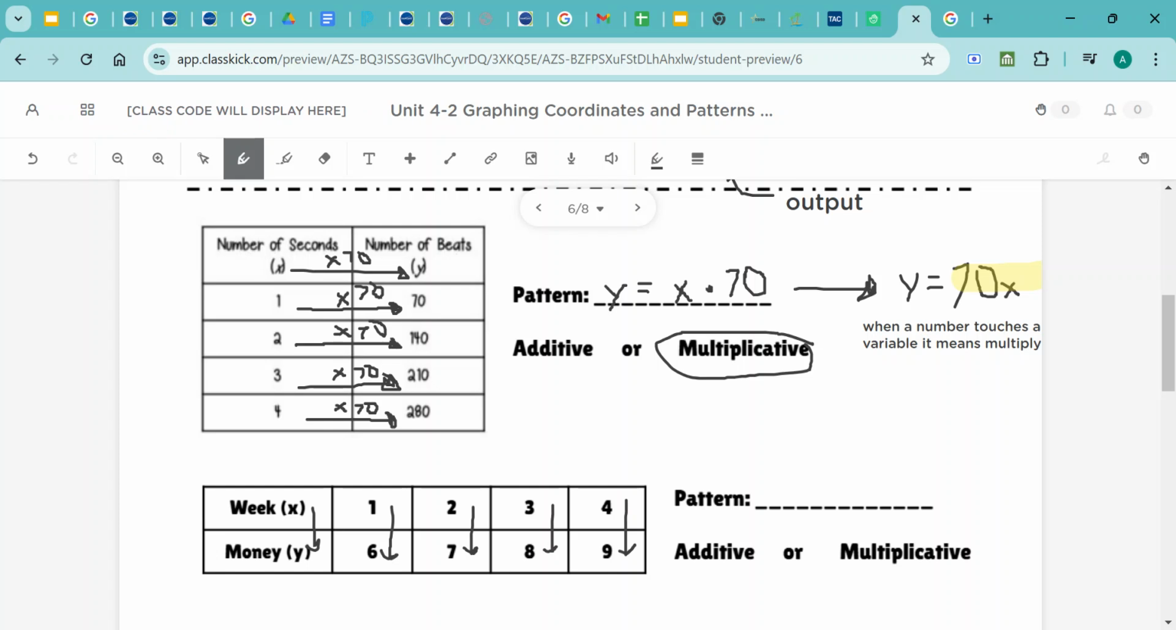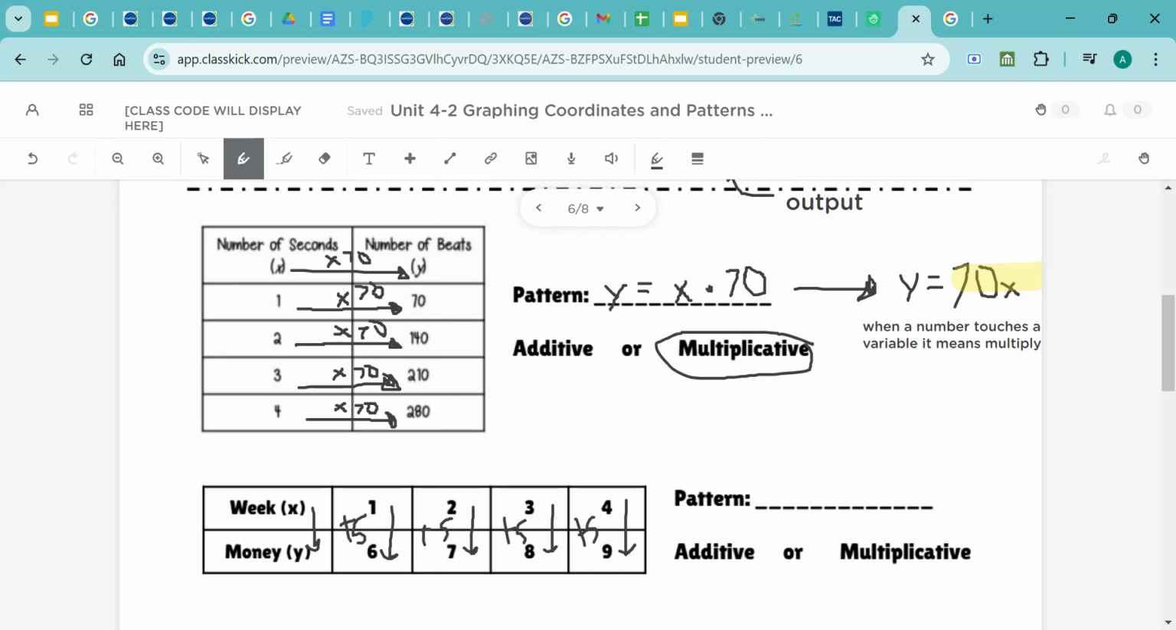What math am I actually doing? Well, 1 plus 6, maybe I'm adding. What would I be adding? Plus 5? Does that work the whole time? 2 plus 5 is 7. 3 plus 5 is 8. 4 plus 5 is 9. Oh yeah, my pattern of plus 5 works. That's my pattern for my table.